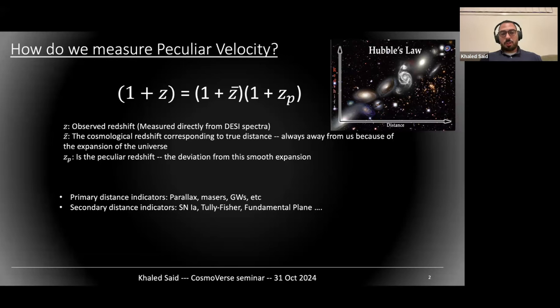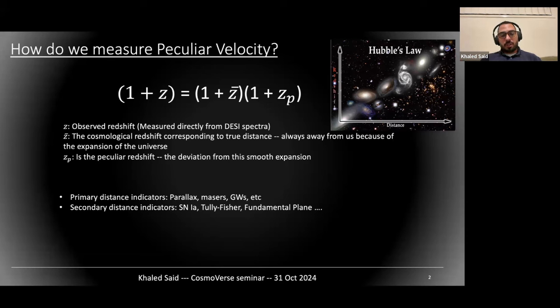So how do we actually measure the peculiar velocities? To do this directly, galaxy by galaxy, you have to use something called distance indicators. As you all know, we have primary distance indicators, such as parallax, masers, megamasers, and gravitational waves. But for parallax, you cannot go far. For masers, you only have a handful of these measurements. And for gravitational waves, you have only one galaxy.